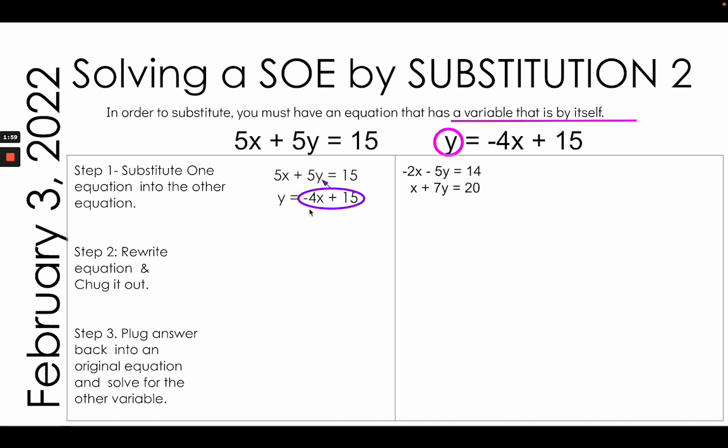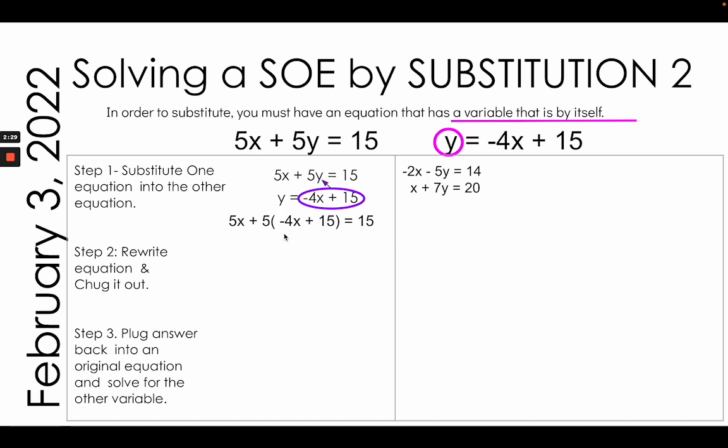Now this is what it's going to look like. We're going to drop down our 5x plus 5. And instead of y here, we're going to take this piece and plug it into the y. So negative 4x plus 15. We got that right from here. We took that and plugged it in the y. And we're going to drop down our equals and our 15. So this is our multi-step equation, and we've seen these types of equations before.